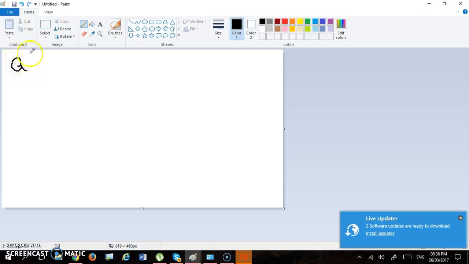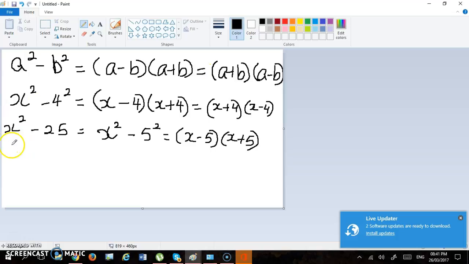If we have, let's say, a squared, take away b squared, that is equal to a, take away b, open brackets, a plus b. Now remember that in between these two brackets is an invisible multiplication sign right here, right? So that means that multiplication is commutative.